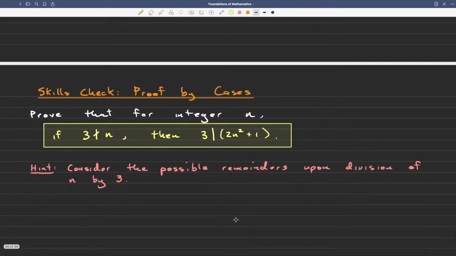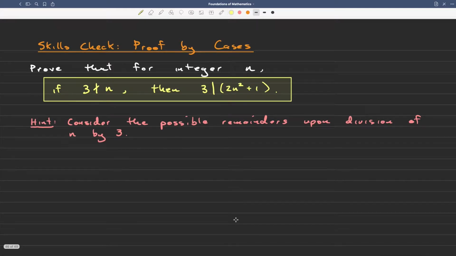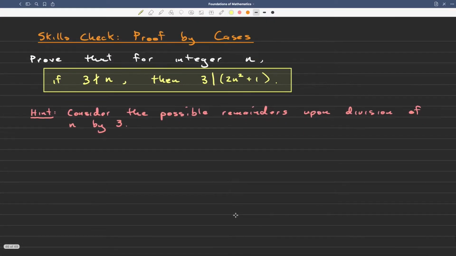So why don't you try a proof by cases? In this particular problem, you're going to prove that if 3 does not divide n, then 3 does divide 2n squared plus 1. I'll give you a little hint here. If 3 does not divide evenly into n, what are the possible remainders? And you can use those remainders as the basis of your cases for your proof. So give that a whirl. Take 10 or 15 minutes or so. Hit pause on the video. And when you come back, we'll work through it together.